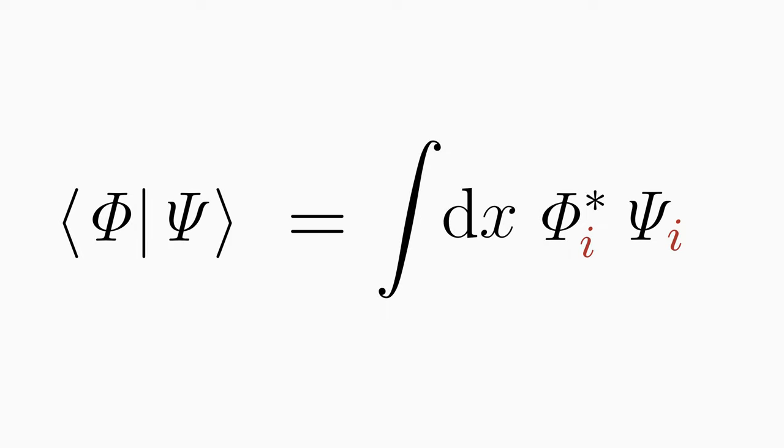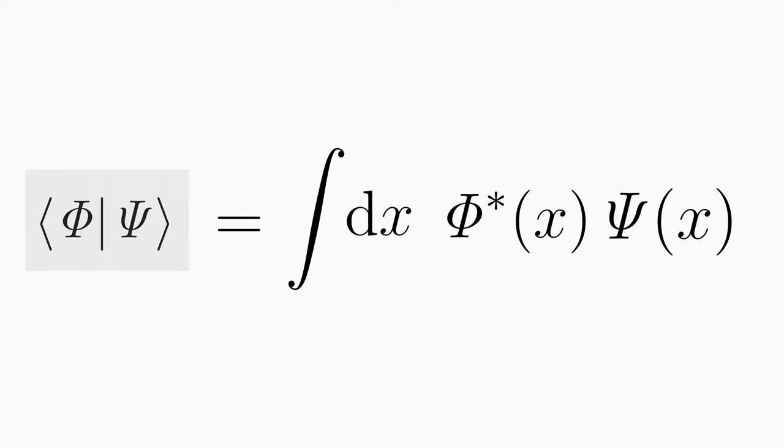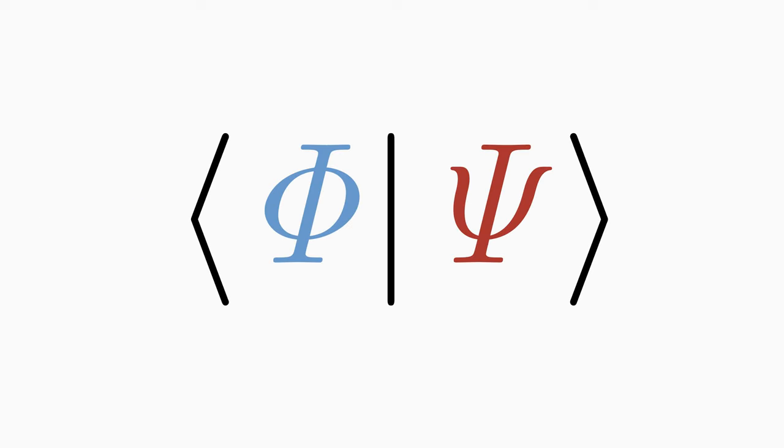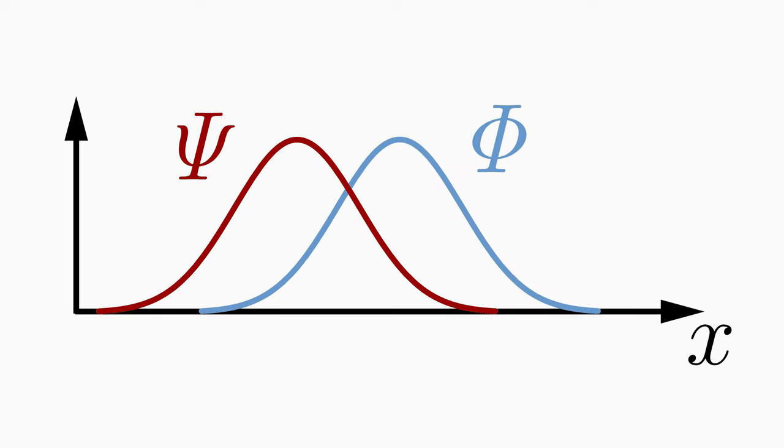Of course, we now consider the function values phi(x) and psi(x) not at discrete points xi, but at all points x. So, to calculate the inner product of two states phi and psi, we need to calculate this integral. What does this inner product or scalar product actually mean? The inner product, like a scalar product, is a number that measures how much two states overlap.